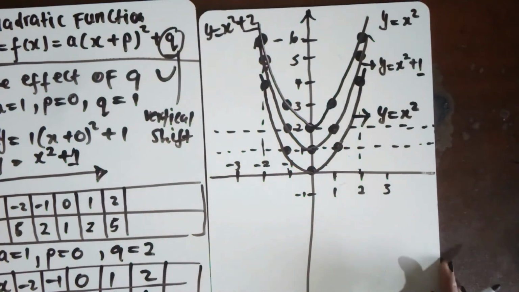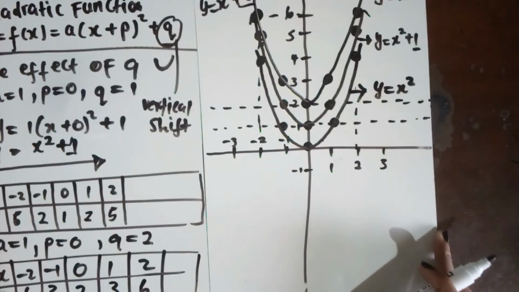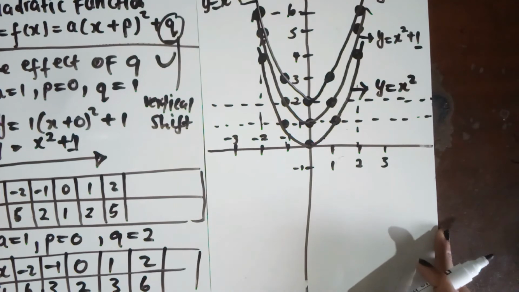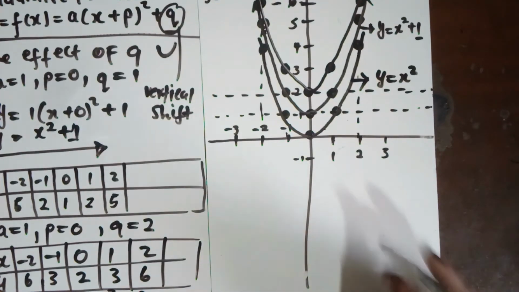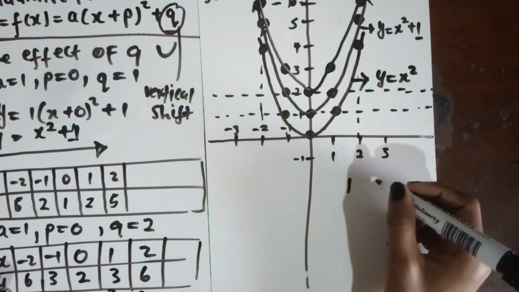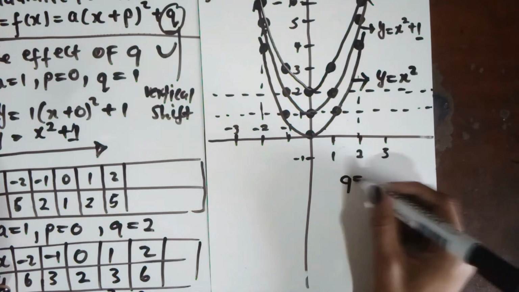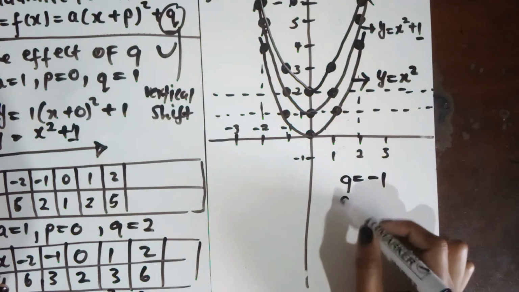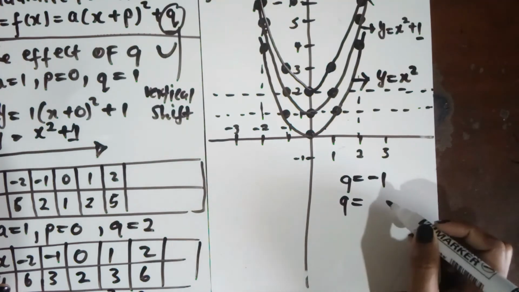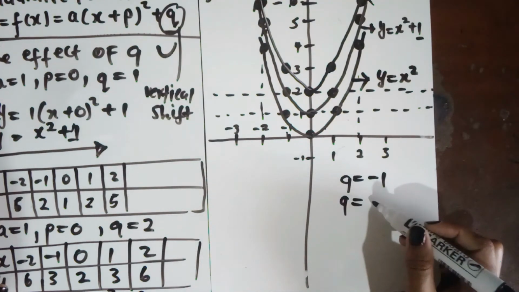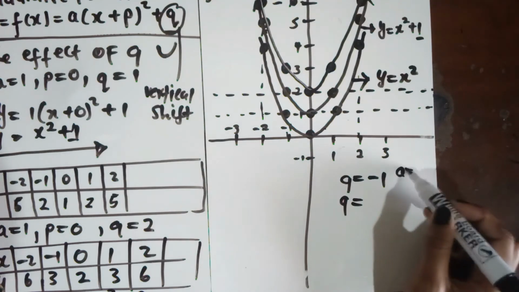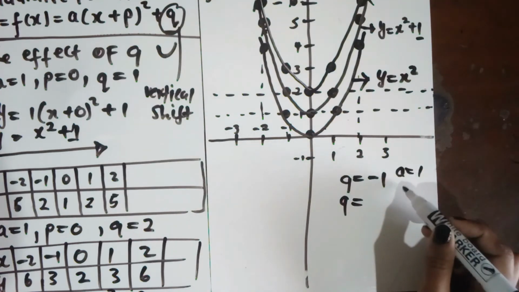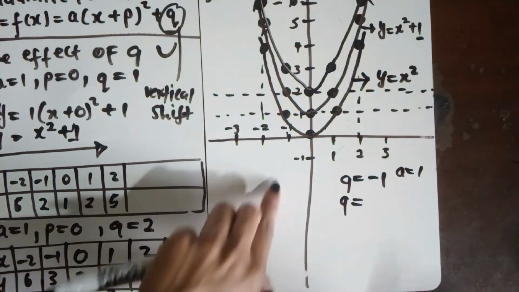And next, let us try the same thing. Now let us say, in this instance, you try to plot graphs where q is equal to -1, as well as q equal to -2, on your own. This is something that you do on your own. And now a is still equal to 1. Okay, let me write this properly.